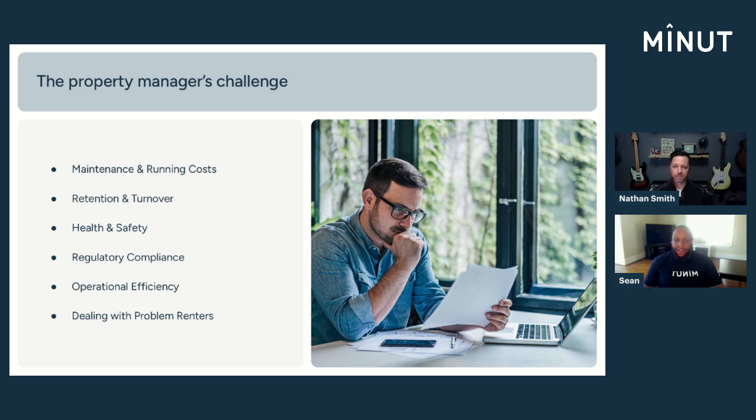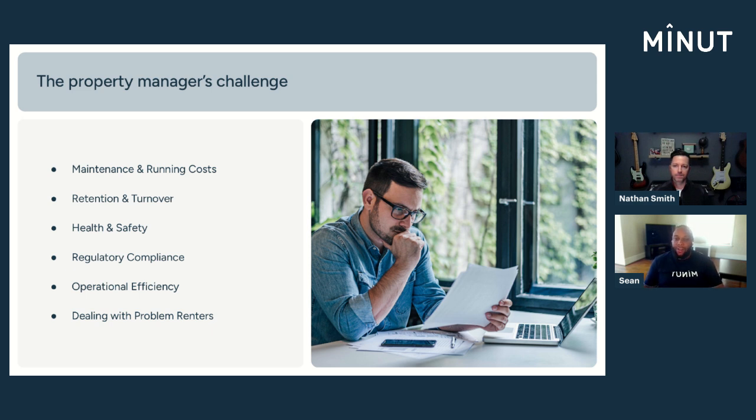Health and safety, as you guys know, buildings have to be up to code. There's costs associated with that, whether it's fire, electrical, the actual structure of the building or apartment complex. If a building's not up to code, there will be costs and challenges associated with that.